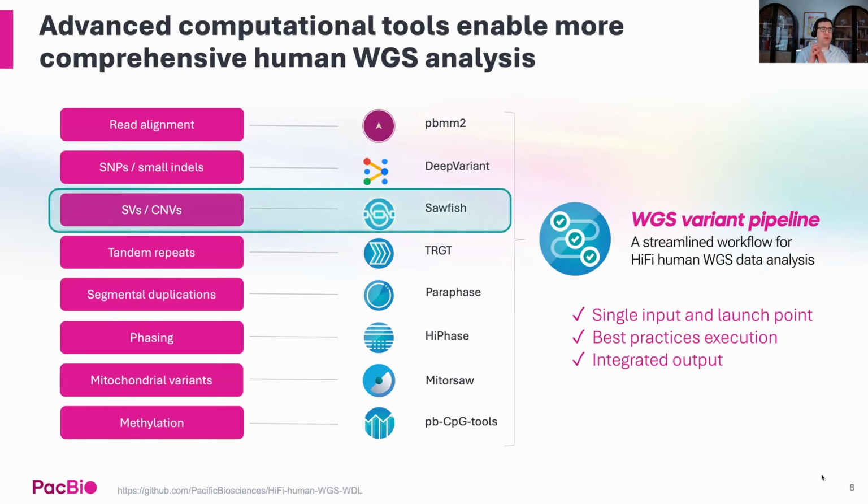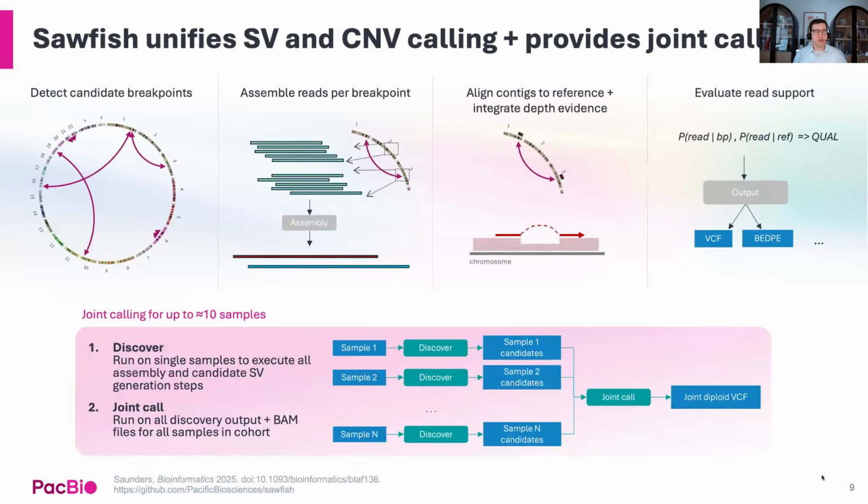There are two specific methods that I wanted to go into a little more detail today that are relevant to today's topic. The first of those is Sawfish, which is PacBio's unified structural variant and copy number variant caller. This is a method that takes reads aligned to a genome. It detects candidate breakpoints or candidate structural variants from alignment abnormalities. And then at each of these regions where a candidate is identified, it will perform an assembly of the reads that map to that region.